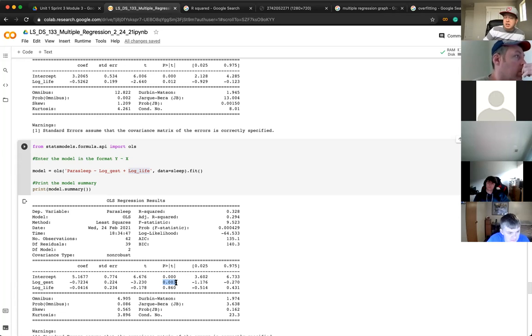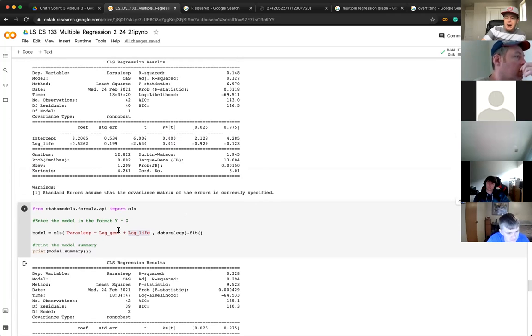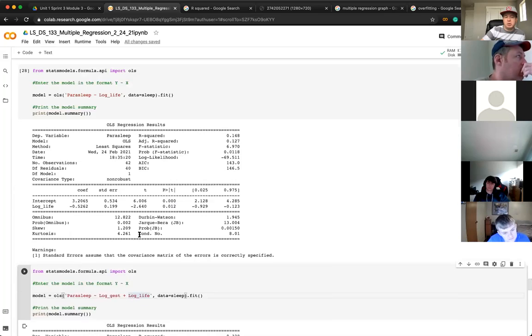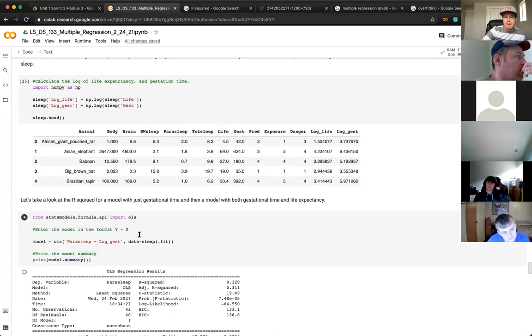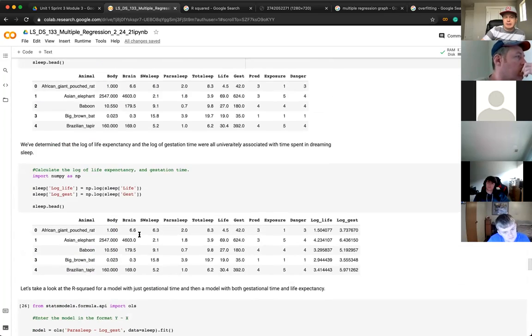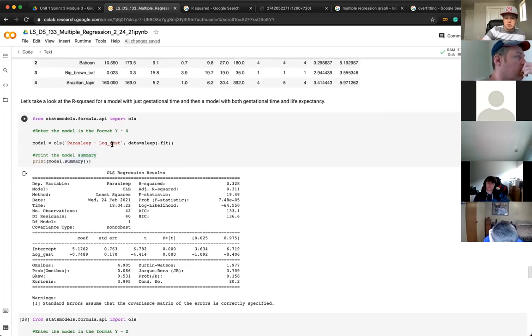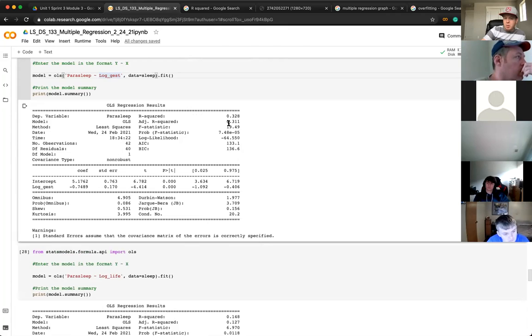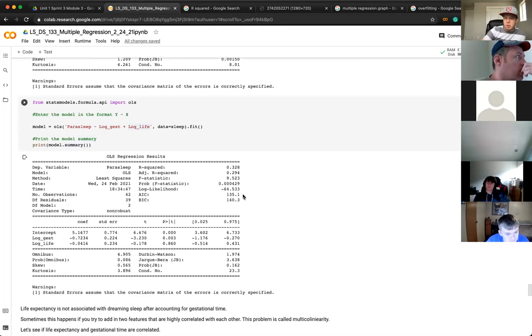Okay, Curtis says the adjusted R squared didn't go up. Good, meaning that this combined model does not capture a greater percentage of the variability in Y compared to just using the log of gestation on its own. Okay. It went from 0.311 to 0.249.